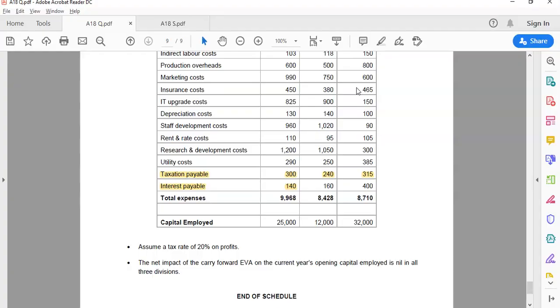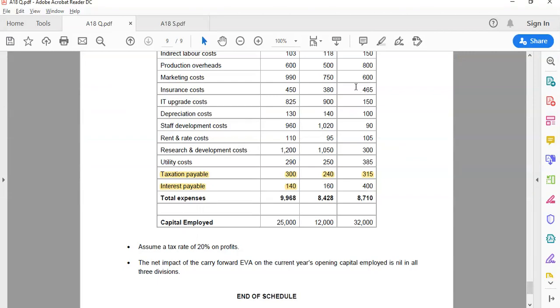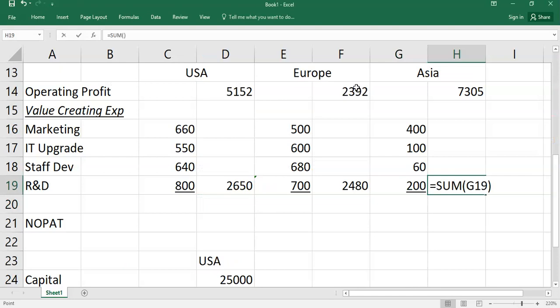They have IT upgrade. They've only spent 150, so a lot lower. For the staff development, they've only spent 90. And for the R&D, they've only spent 300. So you can see across the board here, the Asia division is spending a lot less on these value creating expenditures. Because again, we know Frank is focused on maximizing annual profit. That might be something we can link into other requirements as we go through, because we know we have to talk about Frank and the Asian division at the very end.